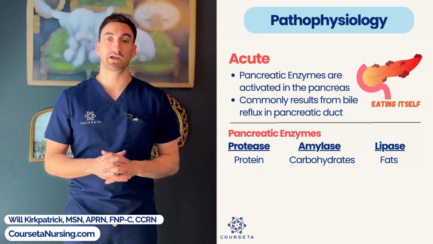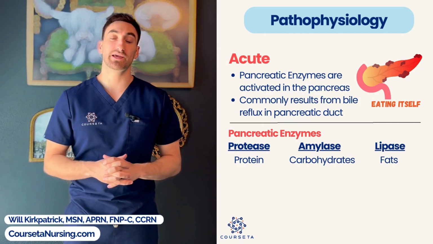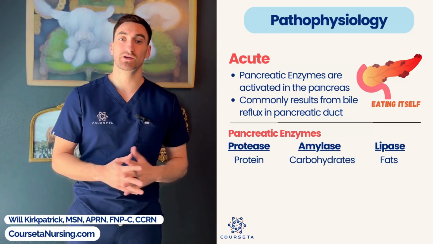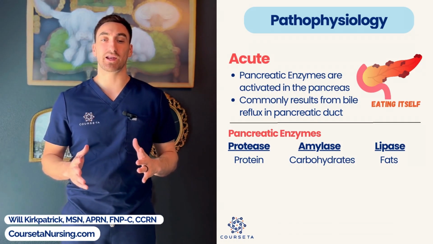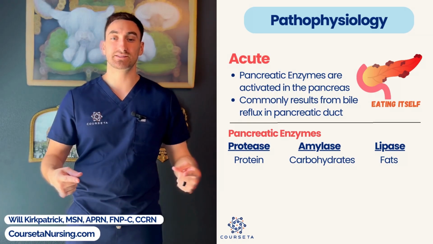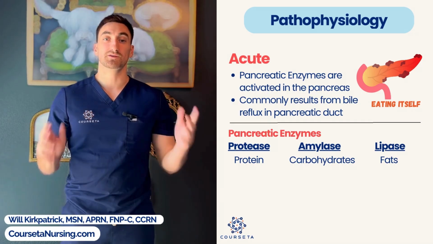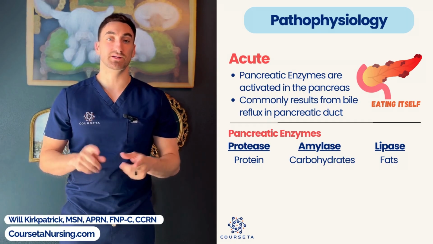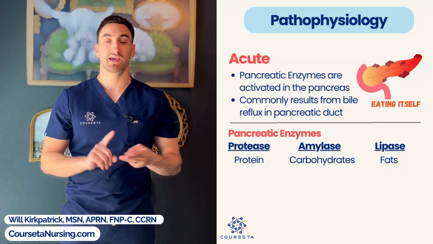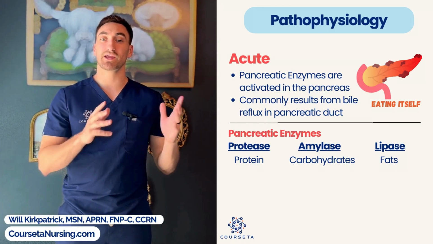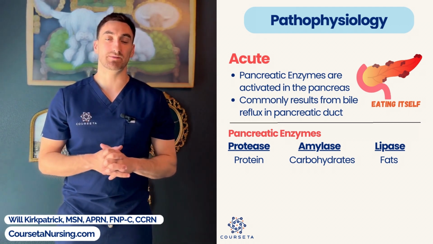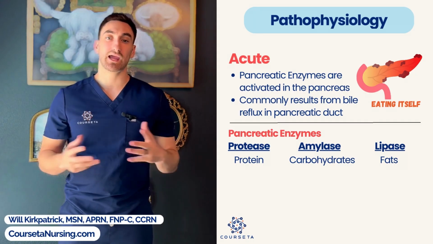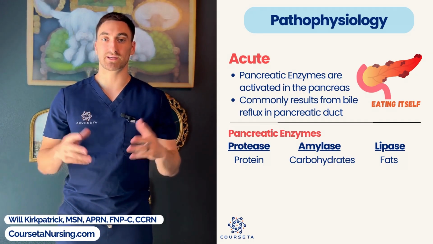A common pathway that causes acute pancreatitis is related to a bile duct obstruction. So when that happens, bile backs up and gets into the pancreatic pathways and activates pancreatic enzymes. So those pancreatic enzymes that you always hear about are protease, lipase, and amylase. Protease is the pancreatic enzyme that breaks down protein. Lipase is the pancreatic enzyme that breaks down fats. And amylase is the pancreatic enzyme that breaks down carbohydrates.